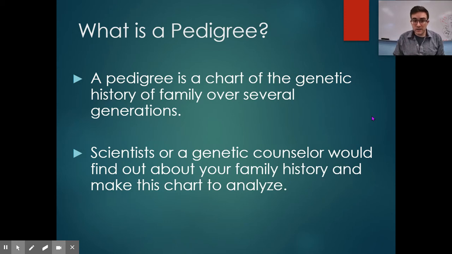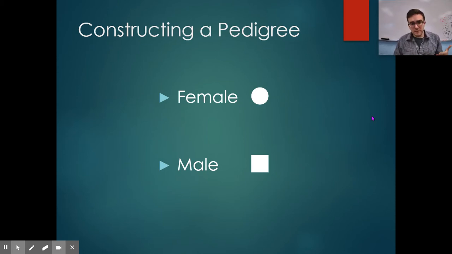So pedigrees are all symbols, so it takes some time. Now, how do you read a pedigree? Let's just break down the symbols first. Whenever we make a pedigree, we have males and females. Females are represented by a circle. Males are represented by a square. Now it's important to recognize that normal males and females are not colored in. They're unshaded.